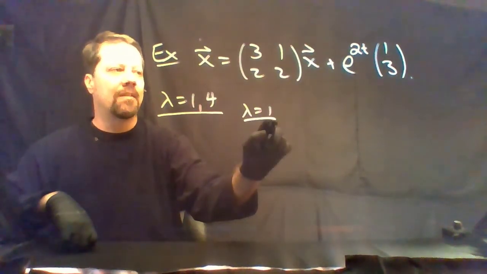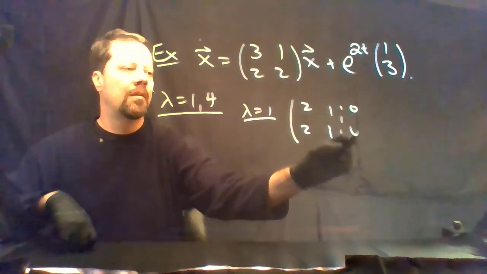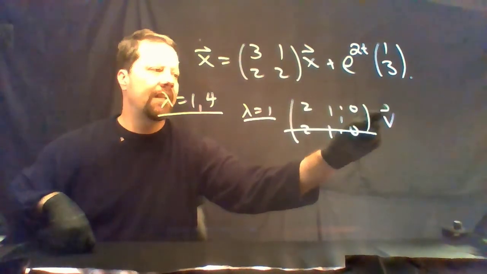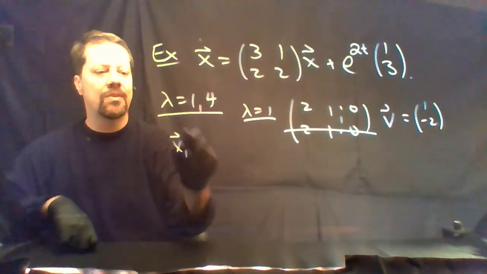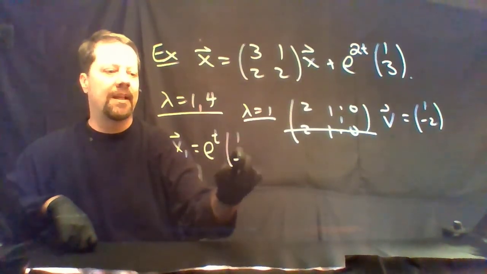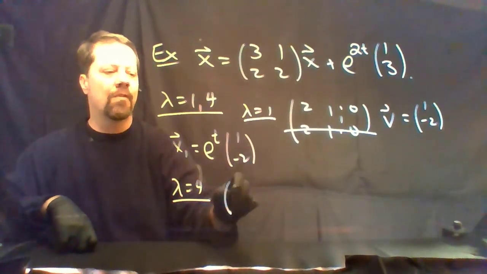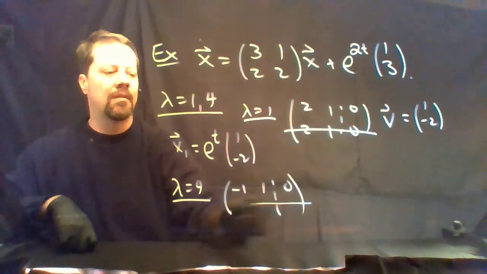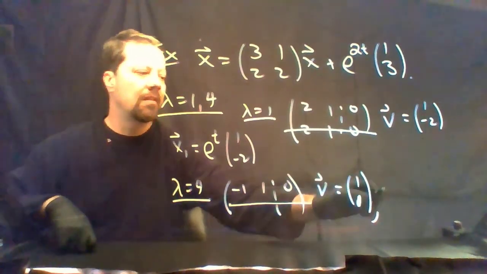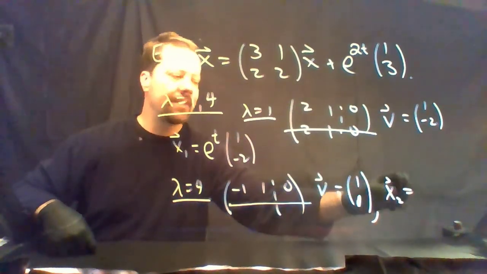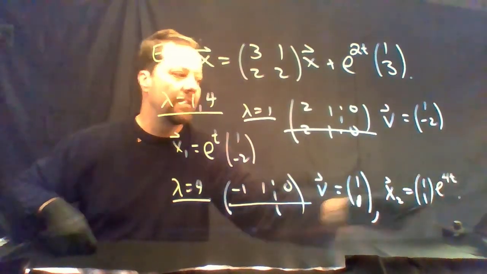If lambda equals 1, we subtract 1 from the diagonal elements, and we get an eigenvector 1, negative 2. This gives one solution, e to the t times 1, negative 2. If lambda is 4, we'll subtract 4 from the diagonal elements and get an eigenvector 1, 1. This gives a second solution to the homogeneous equation, 1, 1 times e to the 4t.